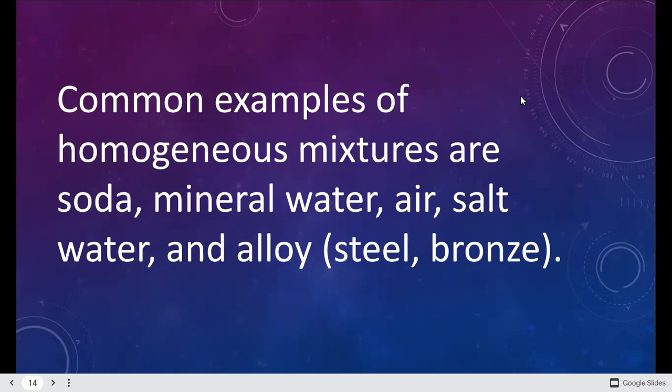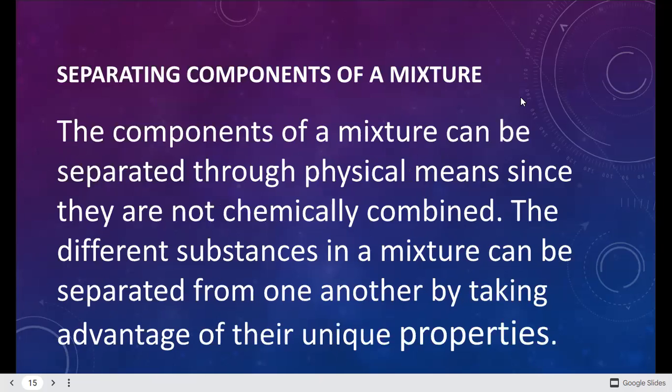Let's move forward. Separating components of a mixture. The components of a mixture can be separated through physical means, since they are not chemically combined. The different substances in a mixture can be separated from one another by taking advantage of their properties. So how can we maximize the separation using their unique properties? What's with these properties?